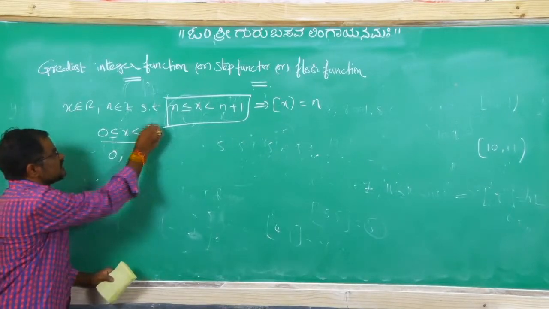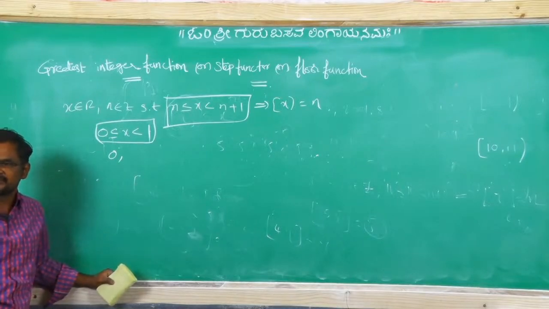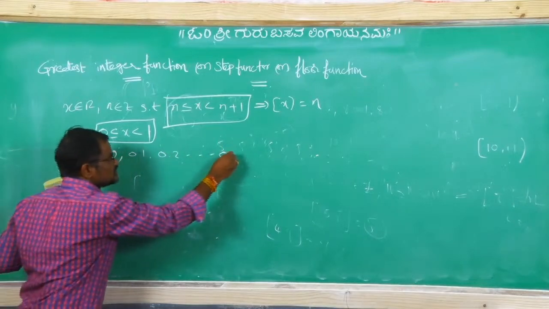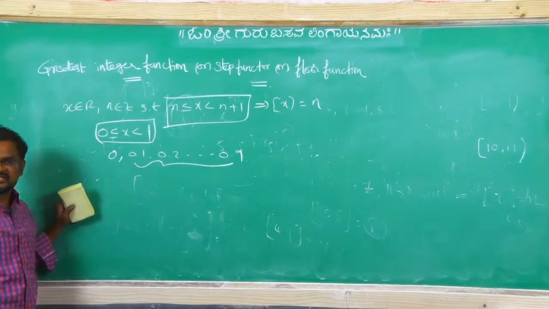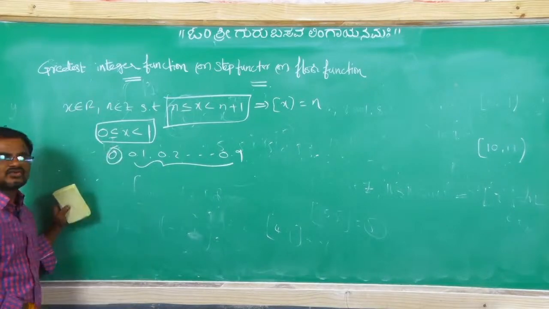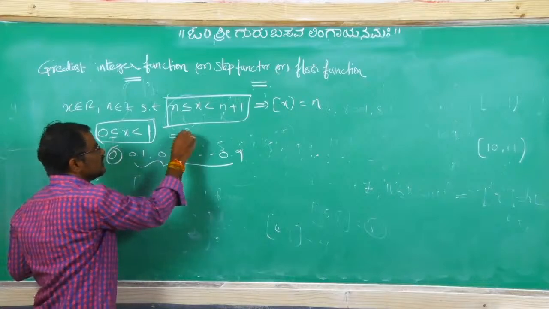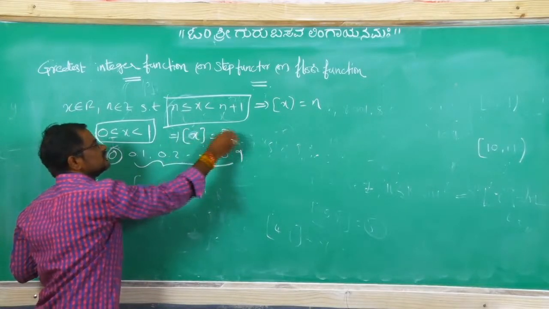Which value is satisfying this condition, 0 less than or equal to x less than or equal to 1? What can we take? 0, 0.1, 0.2, etc., 0.9. These are not integers. In this one, what is the integer? This one only, itself is the greatest. Then the greatest I will take. Equal to what will you get? So step of x, what will you get?